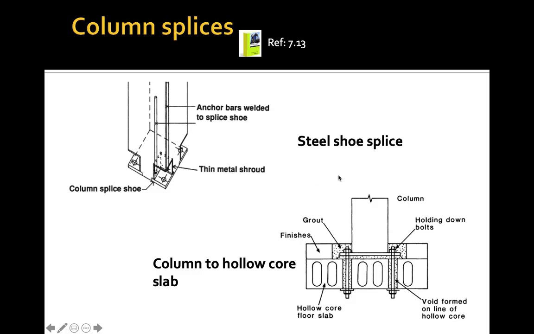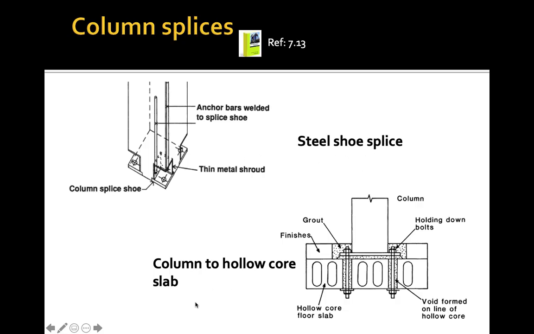Then this is another one, where we have this column splice shoe. For this part, usually we are going to have this bolted connection. We can see that in the column we already have this part, where we have the plate connected to the column, and these bolts will be connected to the next column.